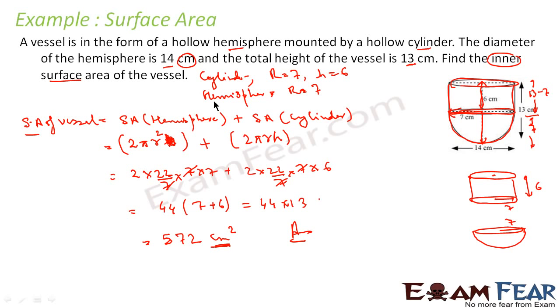Very simple. What we have done here, we drew the figure, we have broken this figure into hemisphere and cylinder, found the surface area of hemisphere, found the area of cylinder, and then added this.